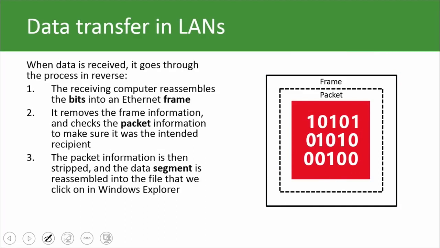All right, and of course, when data is received by a device like your cell phone, it goes through the reverse process. So what happens is that the receiving computer is going to go ahead and take all those bits. It's going to reassemble the Ethernet frame. It's going to strip that physical addressing information, and then it's going to strip the logical addressing information known as the IP address. So it's no longer a packet anymore. It's going to come back into its segment form, and then it's going to be reassembled into the file that we click on in Windows Explorer, which I think is a pretty cool process, and it actually really simplifies the way that data transfer occurs.